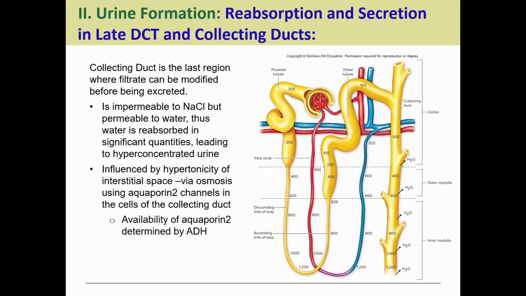This is going to come down to the hypertonicity of the interstitial space, basically osmosis using those aquaporin 2 channels, again, dictated by ADH. If ADH is there, we have the aquaporin 2 channels, we can reabsorb water. If ADH is inhibited, we do not see those aquaporin 2 channels, and we do not reabsorb as much water in the collecting duct.